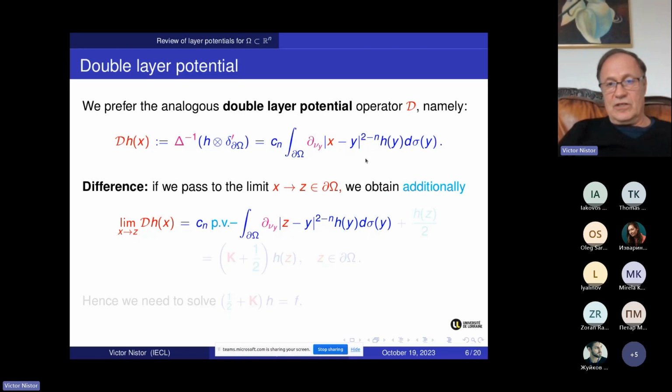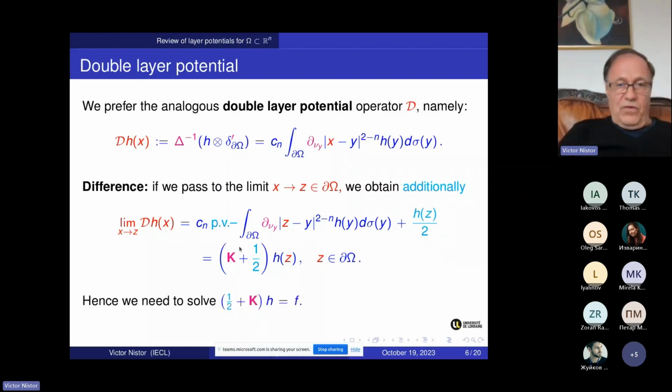If x is in the interior here, there's no problem integrating that. When z is on the boundary, actually here we have a critical singularity, and this integral is defined in terms of principal value. And because of that, actually there is this additional term, this h of z divided by 2. And we write the result as k plus 1/2 of h, k being this operator with principal value.